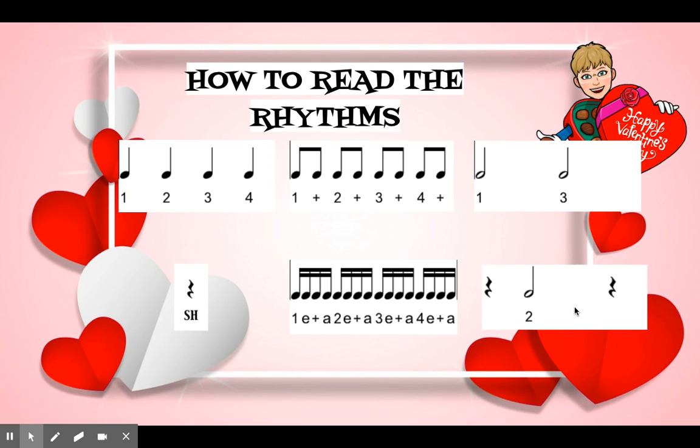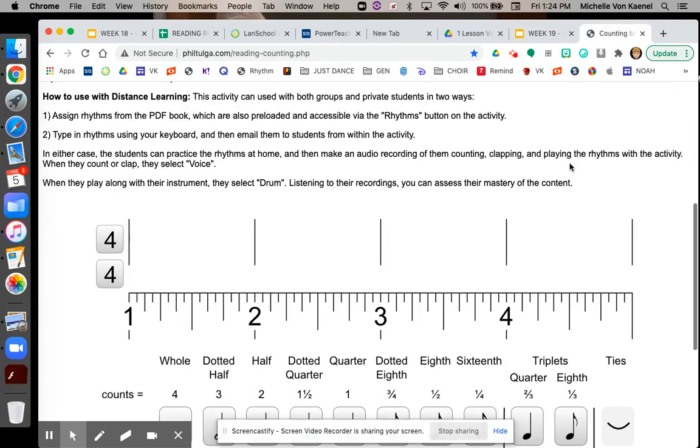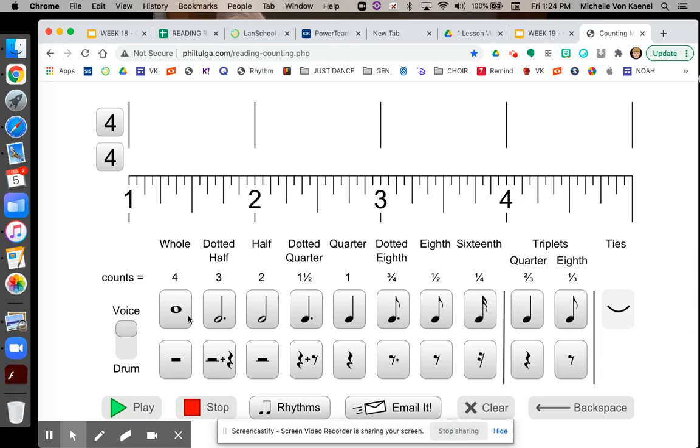Okay, so let's do some rhythms together. All right, friends. Let's start with a half note. Notice that the half note takes up 2 beats. So it's 1. Now, since this is the first beat and this is the second beat, if I put a quarter note on the next beat, I would not call it 2, I would call it 3, because here's the first beat, second beat, third beat.